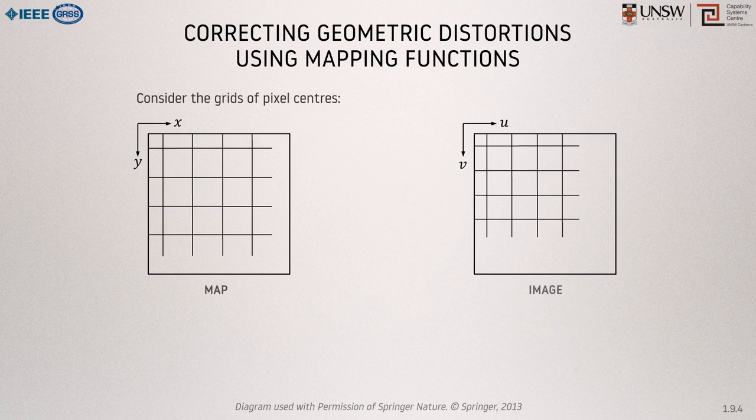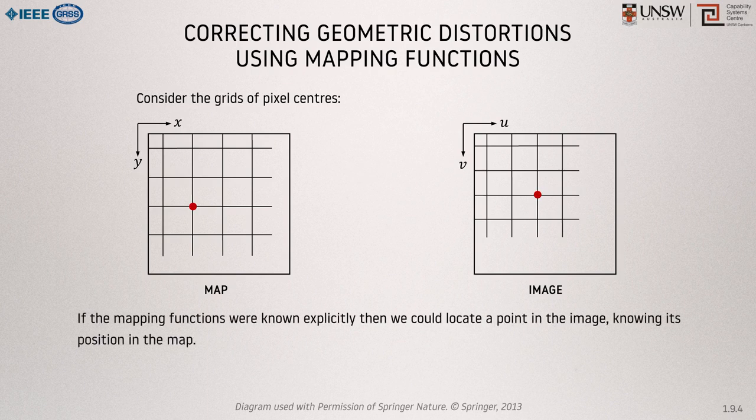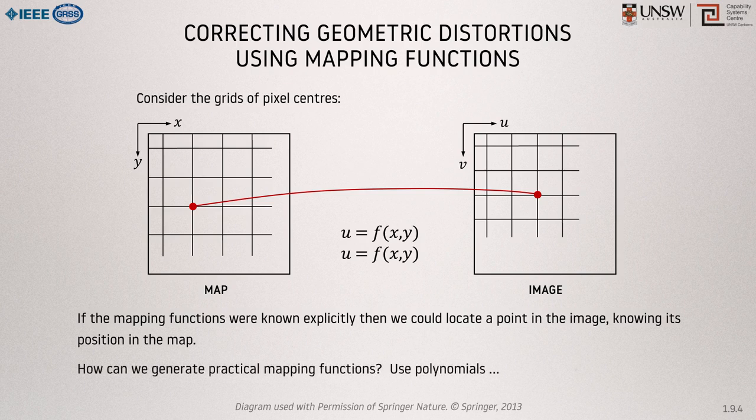Here we show the relationship between points in the map and the corresponding points in the image by drawing a grid of pixel centers in each case. What we are going to do is choose a grid position on the map and, by using the mapping functions, find the corresponding grid position in the image. What sorts of functions should we use for this? Well, the simplest are polynomials.